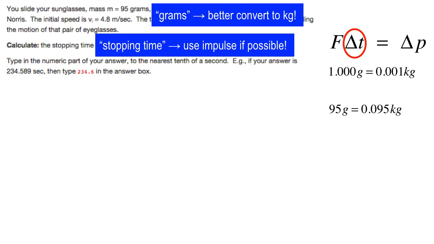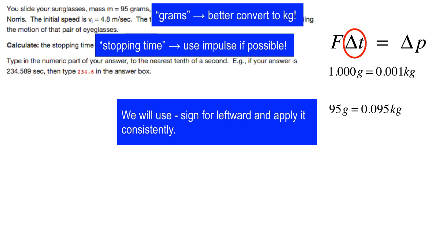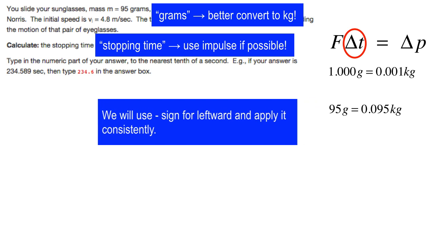All right. Now, the other thing that we're going to do in this problem is we're going to use the minus sign to indicate directionality leftward, and we're going to apply it consistently. Now, this is a departure from what I saw from some of you in discussions. FT equals P is something that I saw. Yeah, that's nice, but what if I ask you a question in which I want to have a direction? Or you have to figure out the direction and then figure out delta P. You better know your minus signs and your plus signs. So we're going to do it today.